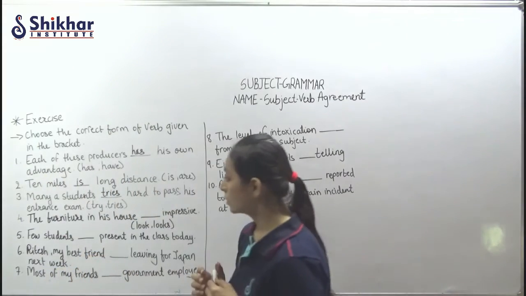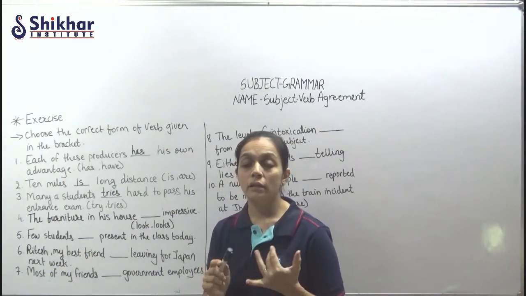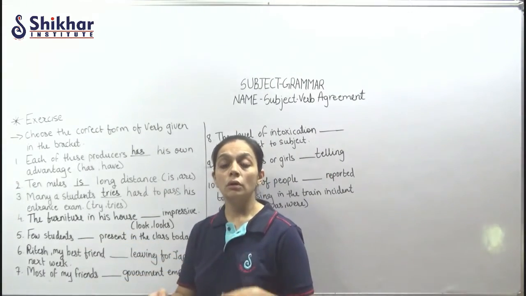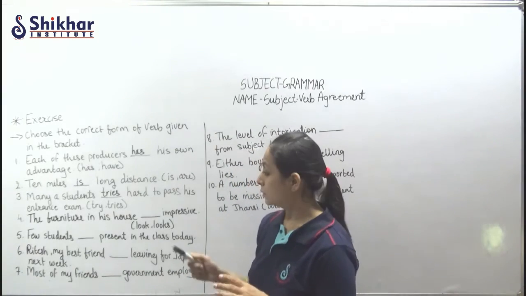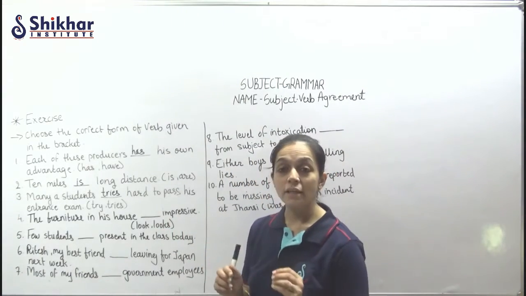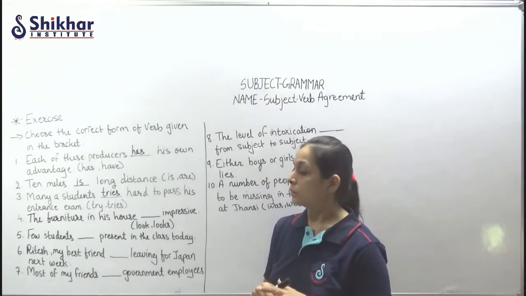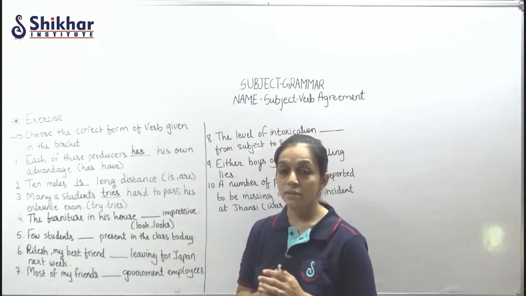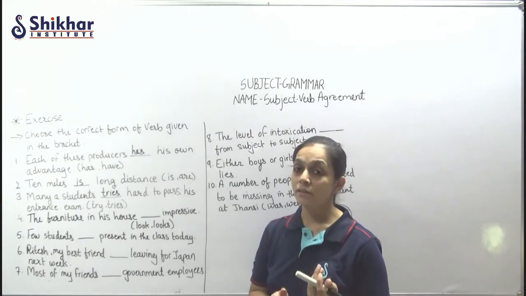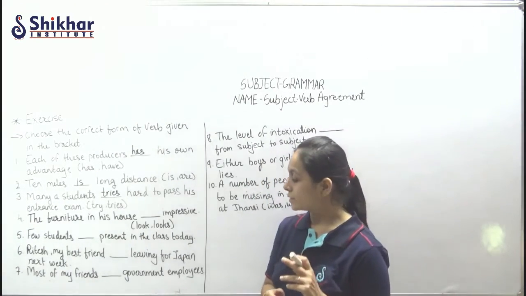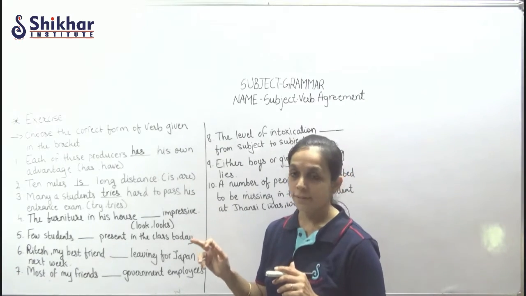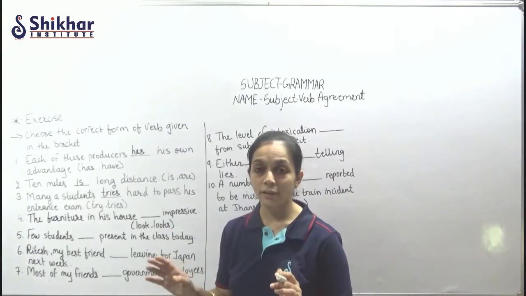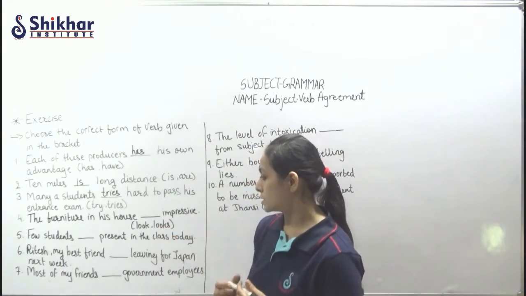Then we have already seen in our rules that when we talk about furniture or many other things, then we are taking it as a single unit, right? The furniture in his house dash impressive. So what would be the answer? Yes, you guessed it right. It is looks, not look. Furniture in his house looks impressive. Correct. Incorrect. It is looks impressive.